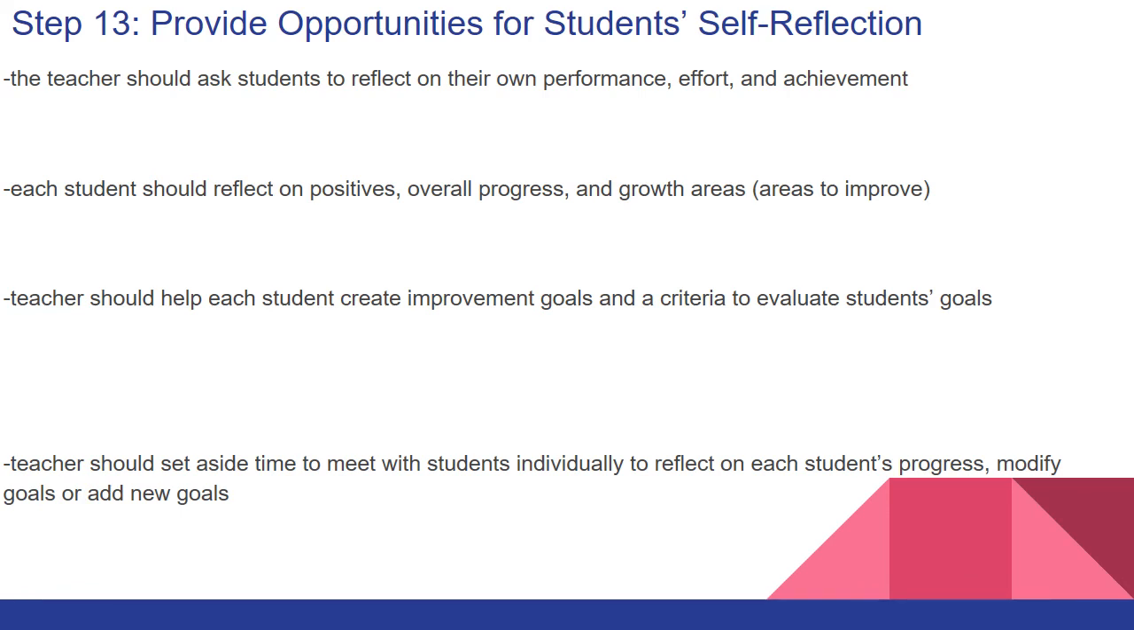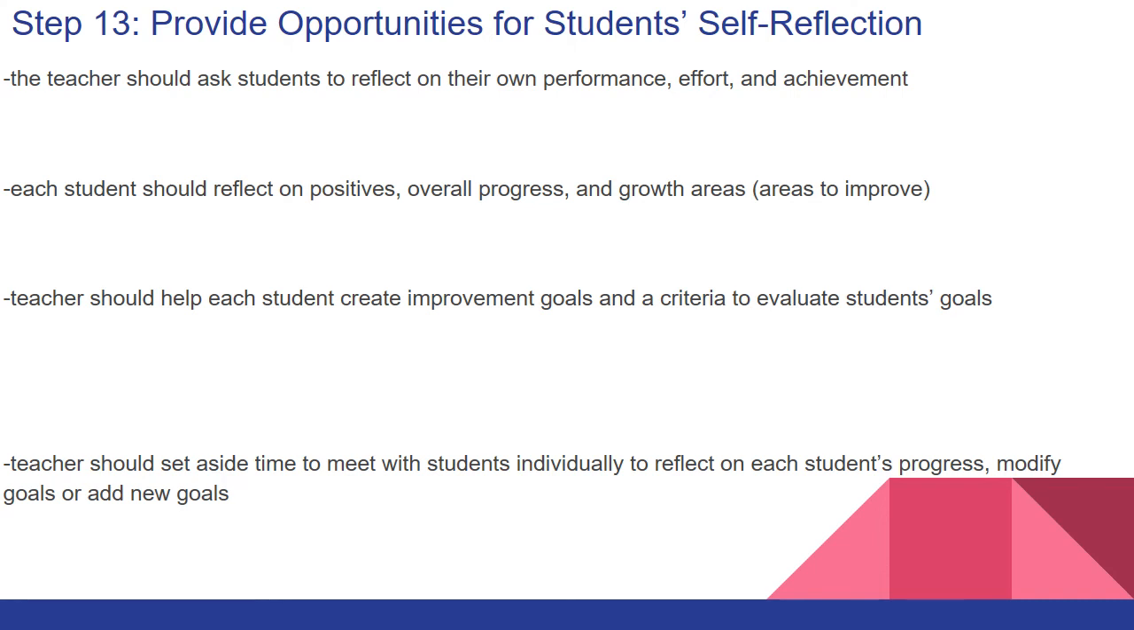Step 13 of the planning and teaching cycle involves providing opportunities to self-reflect on their own performance. Not only should teachers provide feedback to students, but students should provide feedback to themselves. And the teacher should help facilitate and model to students how they can provide their own self-reflection and feedback to themselves. So students can do this by considering both what they did positively, what their strengths were, but also what areas they could improve, their growth areas.